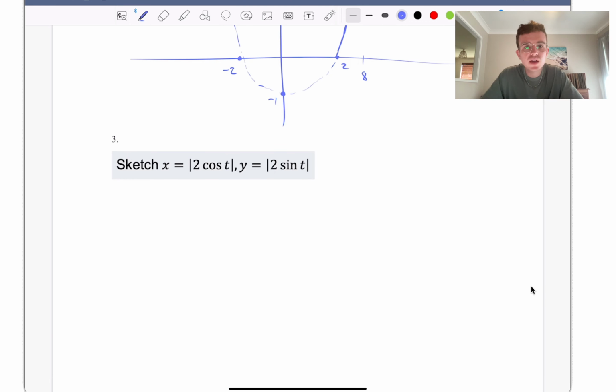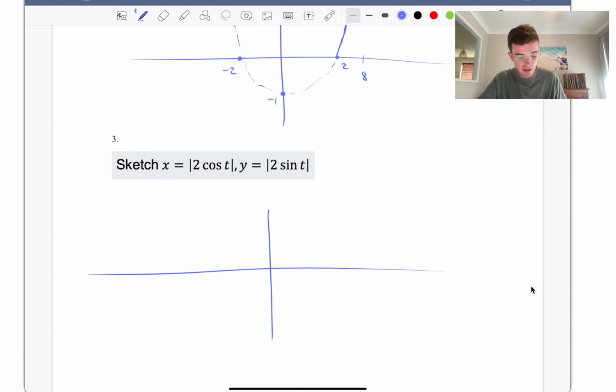The third example, we're sketching x is 2 cos t and y is 2 sine t. But we've taken the absolute value of each of those. Let's just think, okay, the absolute value makes everything negative positive. So first of all, it's a circle, of course, of radius 2. Let's draw a circle of radius 2.